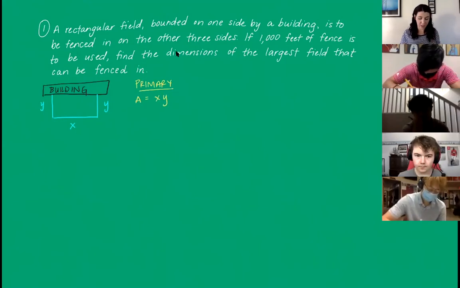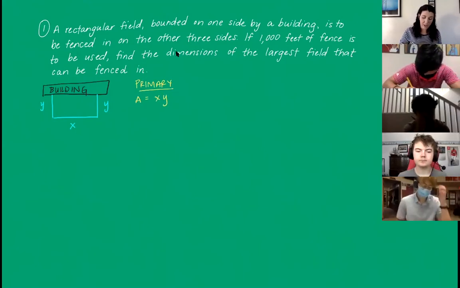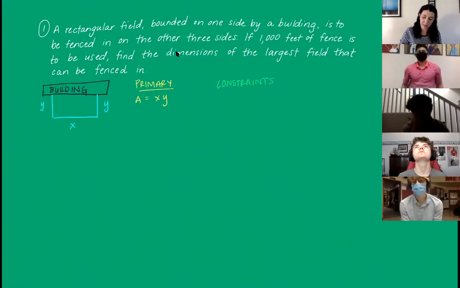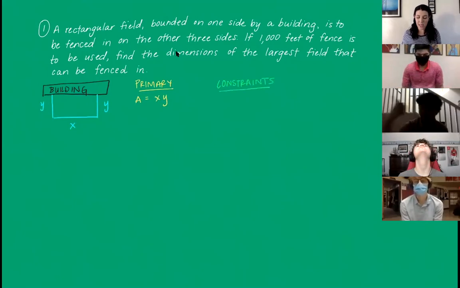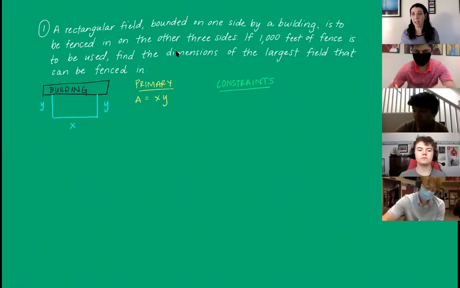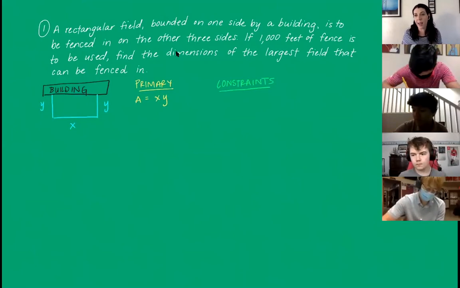I also need to figure out what my constraints are. My constraints is any other information in the problem or anything that's limiting me, right? So it says 1,000 feet of fence is to be used. That is my constraint. How would I write that into an equation? Because I want to come up with an equation. Anybody?